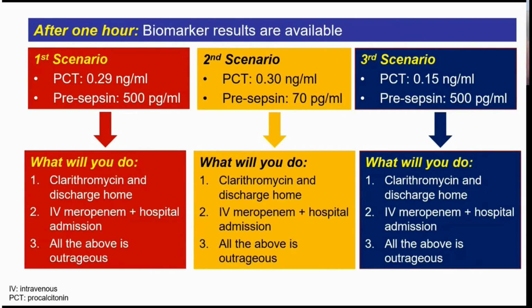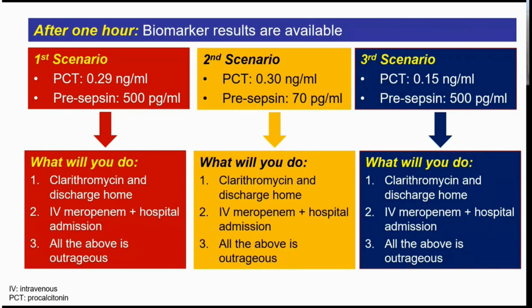In other terms, in the first scenario, one biomarker, procalcitonin, is telling us that there is need to start antibiotics, but presepsin is telling us that it's not just an infection. The patient has sepsis. So the answer is 2. The second scenario tells us that there is infection, but there is no risk that the patient has sepsis right now. So the answer is 1.